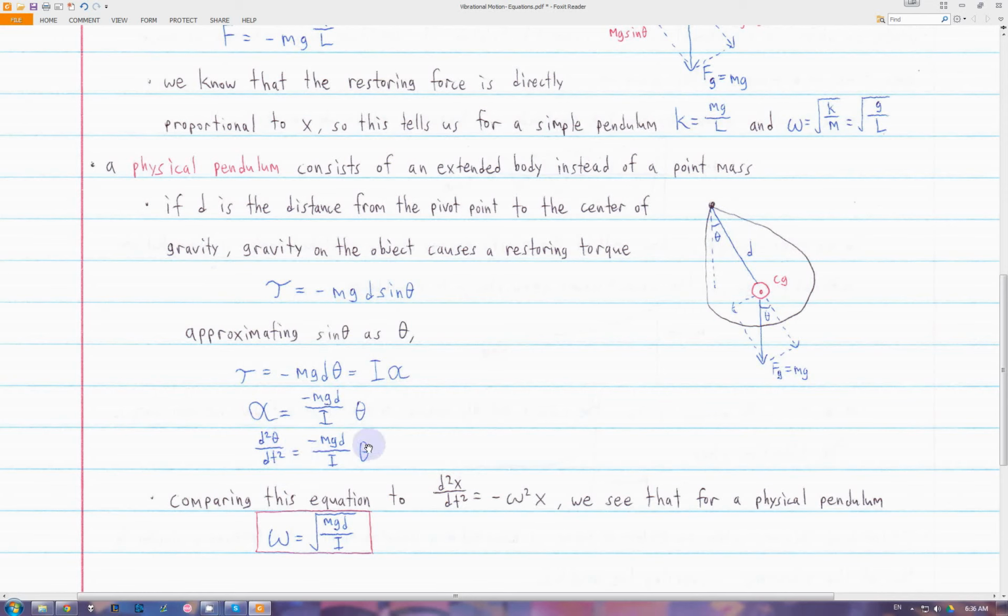And so this tells us, remember that in this equation for simple harmonic motion, we can see that this part, mgd over I, is equal to omega squared. So then for a physical pendulum, the angular frequency is the square root of m, the mass, times the gravitational acceleration, times the distance from the pivot point to the center of gravity, divided by the moment of inertia.